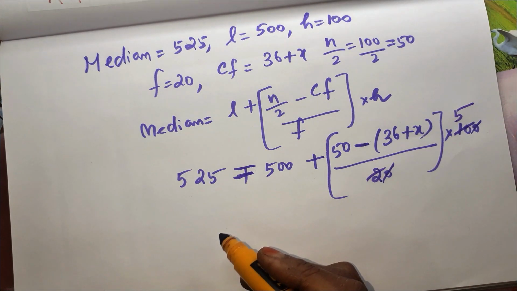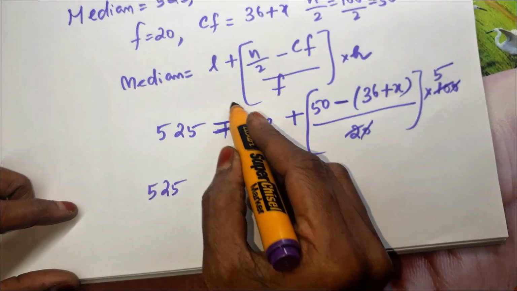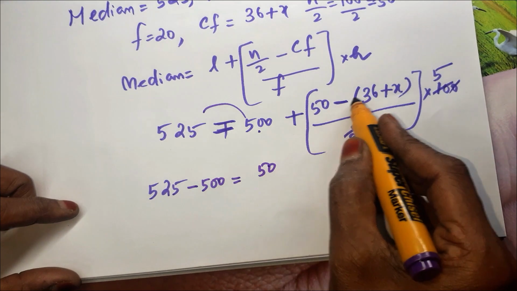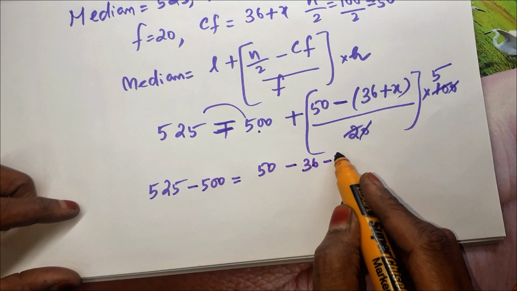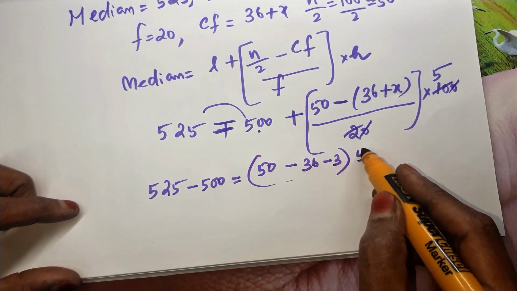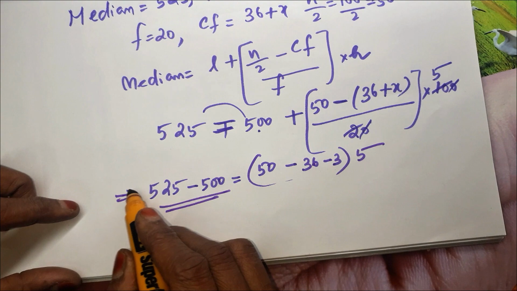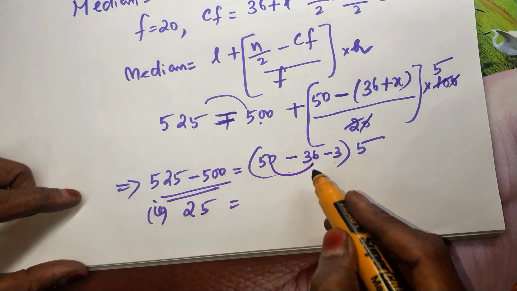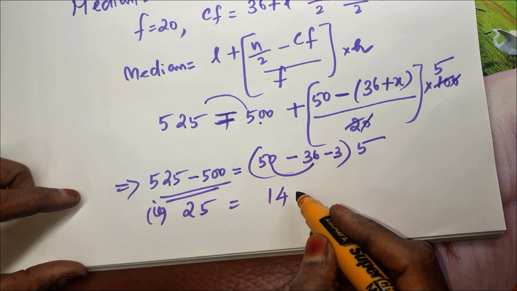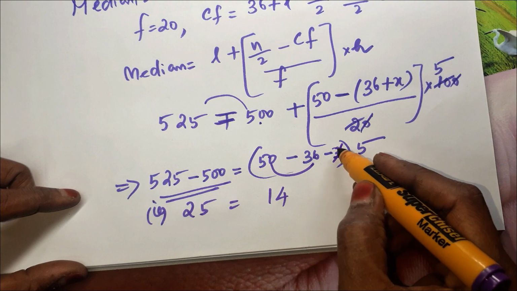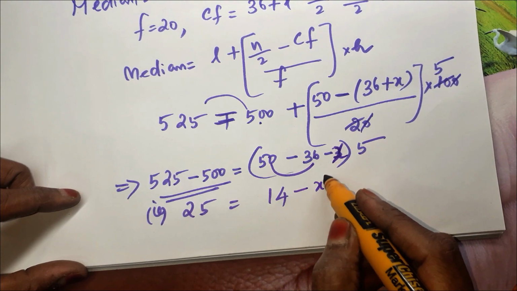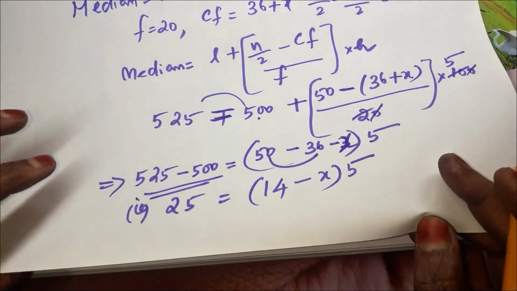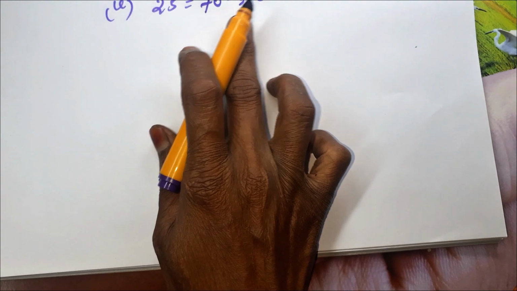So what we are getting here is 525. We can take this term to the other side: minus 500 is equal to 5 into 50 minus 36 minus x. The minus sign is common. Everything outside we have 5. On subtraction we are getting 25 is equal to, we can subtract these two, so it is 14 minus x, into 5. So 25 is equal to 14 into 5 minus 5x. It is 70 minus 5x.